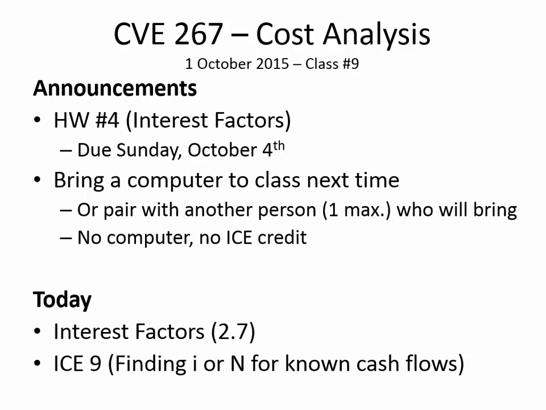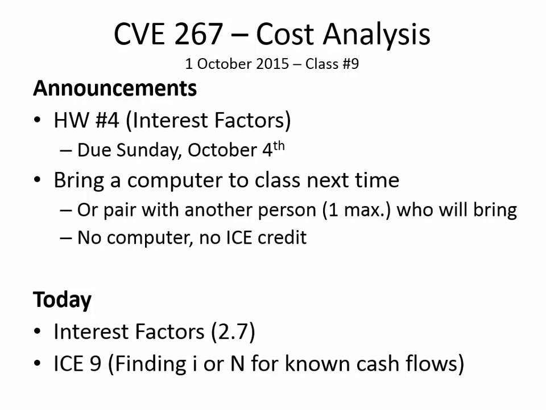Bring computers again. We're continuing on the interest factors section, 2.7, and specifically what we're doing today is we're trying to find out if the I is unknown or if the N is unknown. Previously we've been finding what is the present amount, what is the annual amount, and so on, but these types of problems are a little bit different because we're solving for an unknown interest rate or an unknown number of years. So we're going to do that with a series of examples. Does everyone have the in-class exercise paper for today?